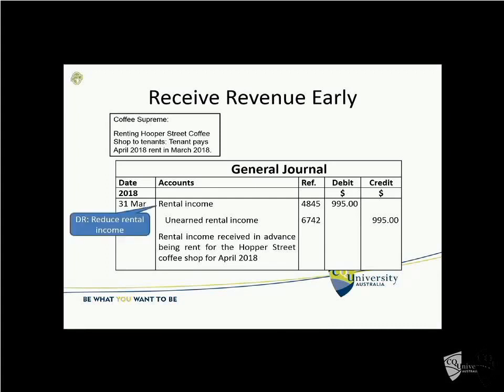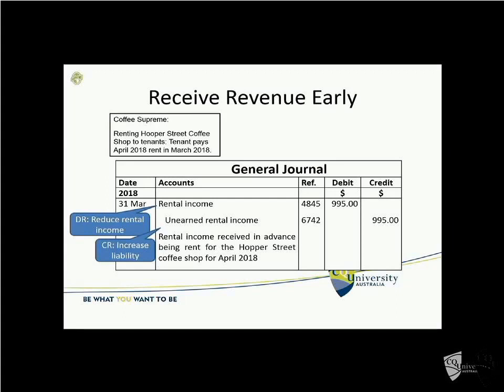So we reduce the rental income. We take out that $995. So we debit rental income. That reduces the revenue. And we credit the increase. We credit unearned rental income, which is a liability.